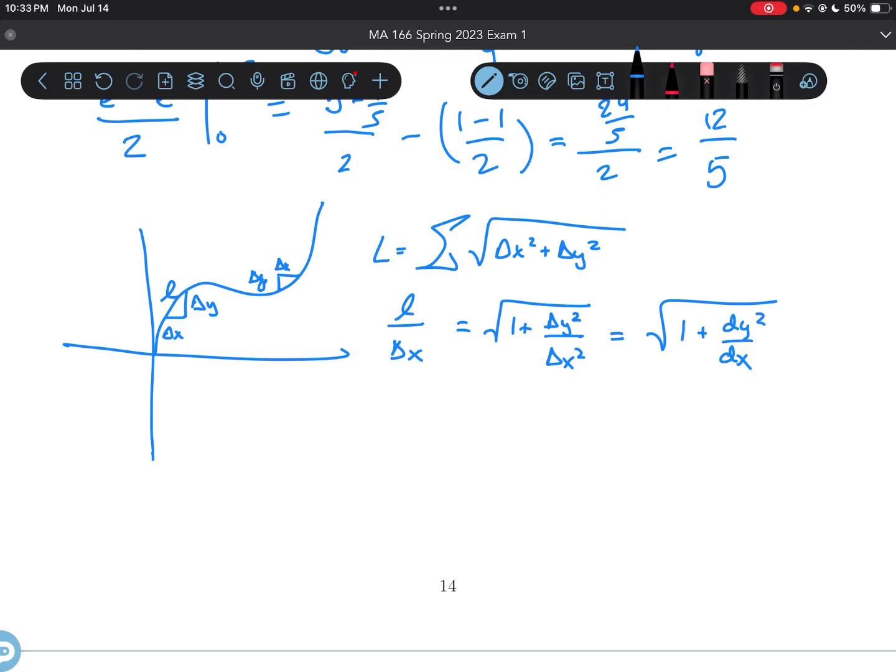And so now if I add this up, I can essentially rewrite it as the integral from a to b of the square root of 1 plus dy/dx squared dx. And that's a really general version of how and where this formula comes from. Basically, we use the Pythagorean theorem to find the lengths of different line segments, and then as we make them smaller and smaller, that's how we get this formula.